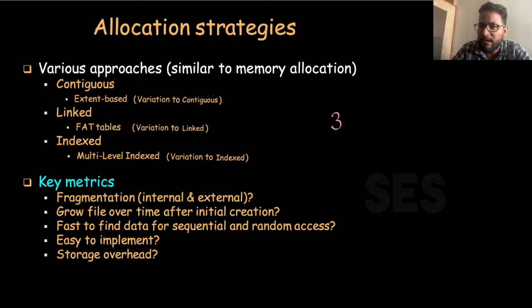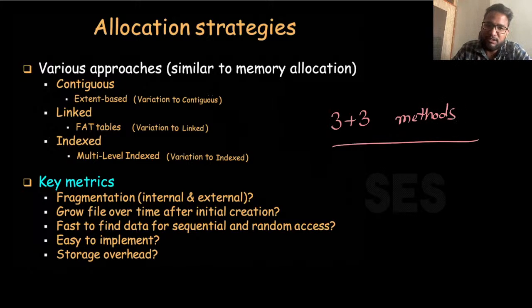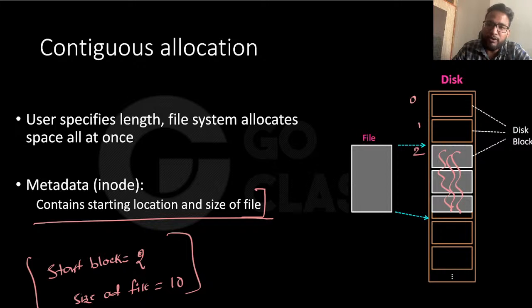So that's why I can call it 3+3 methods, right? Or just call it 3 methods. Doesn't matter. So first is contiguous. It is very easy. I mean, your file will be stored contiguously. That's the one way to implement it. And one drawback of this is you can easily see that internal fragmentation is there, right? So there you have the internal fragmentation.